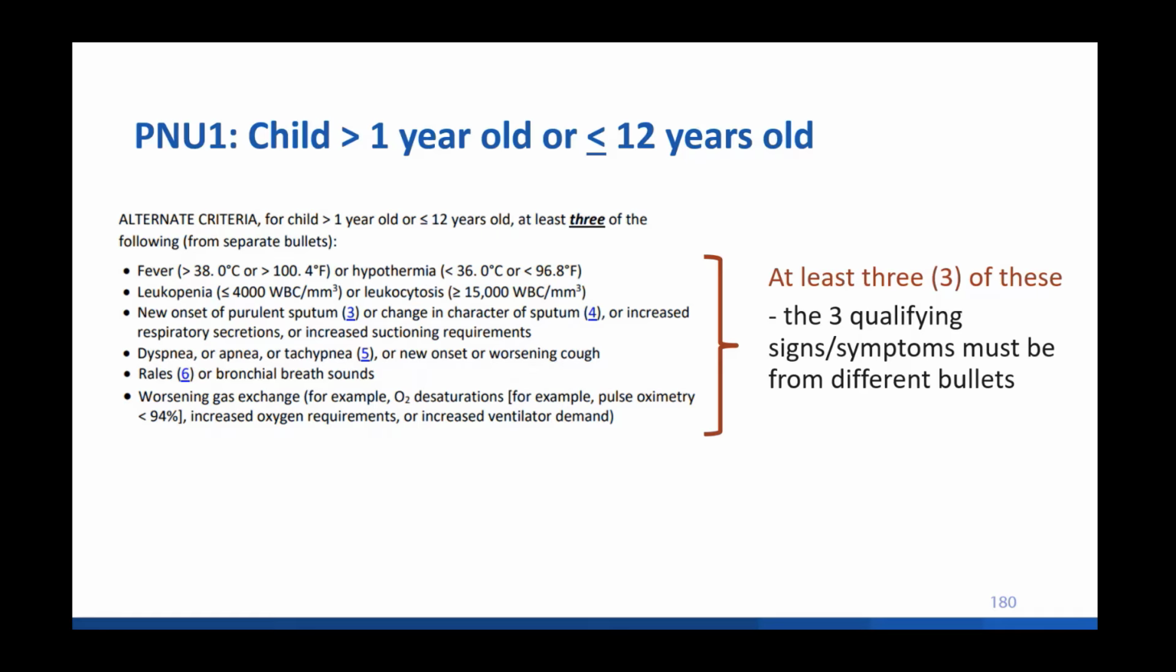The second alternative age-specific criterion is for a child from greater than 1 year old to less than or equal to 12 years old. And to meet this criterion, the child must have at least 3 qualifying signs and symptoms from different bullets.